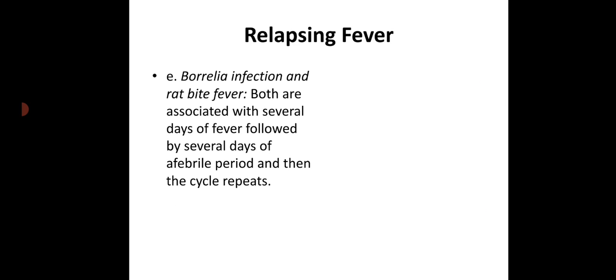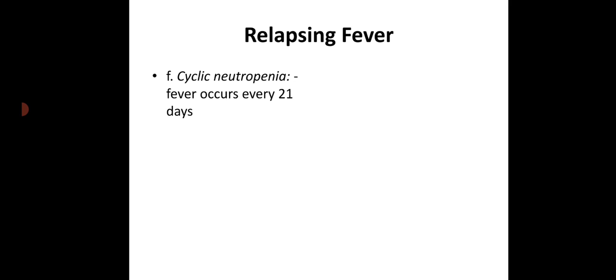Then in Borrelia infection and rat bite fever, both are associated with several days of fever followed by several days of afebrile period and then the cycle repeats. Then cyclic neutropenia, fever occurs every 21 days.